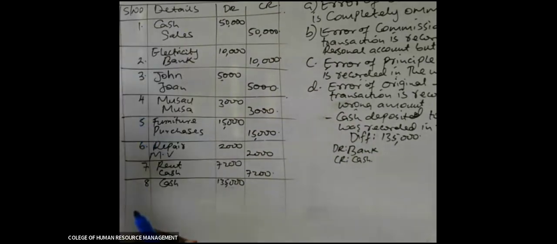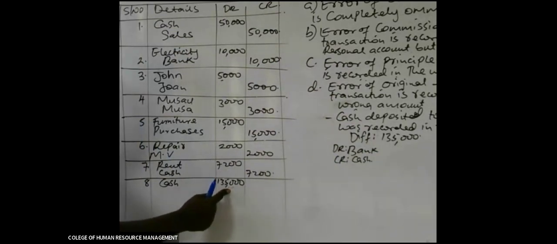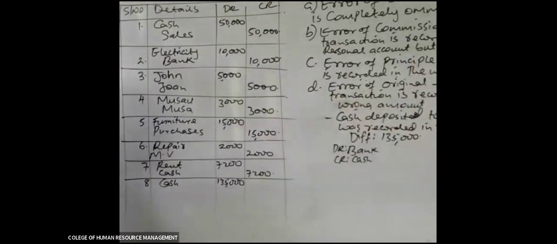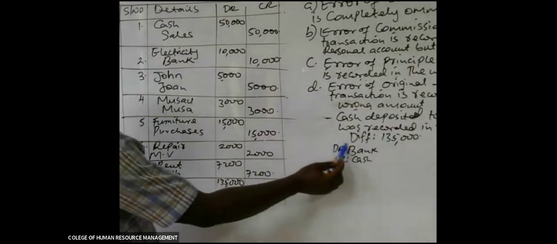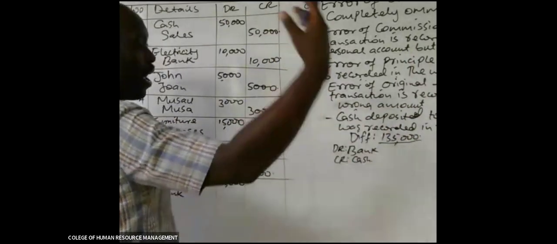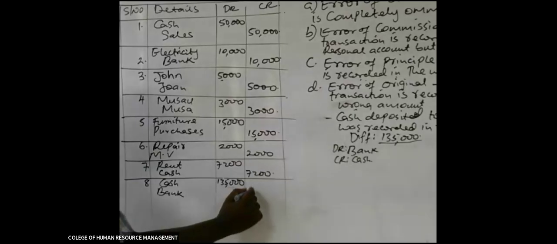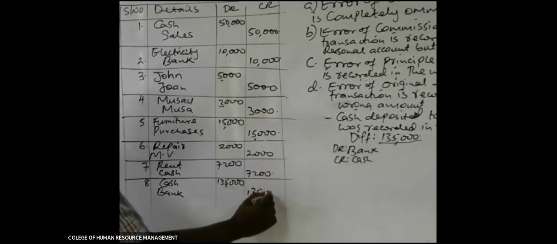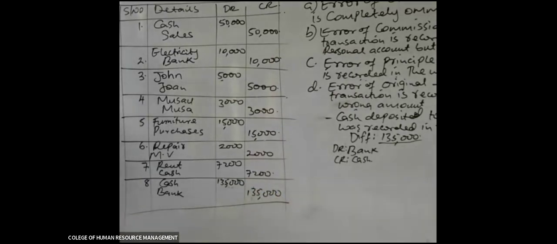So 150,000 was credited. Now I debit 135,000. I will be only leaving behind the 15,000 which was supposed to be credited there. Then I come here to the bank. My bank account was debited, yes, but debited with 135,000 extra. So I'll now reverse only the 135,000. You only reverse the extra or the excess amount that was used there.